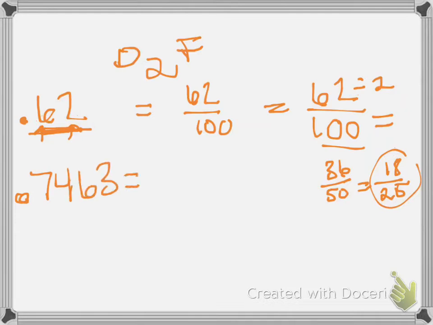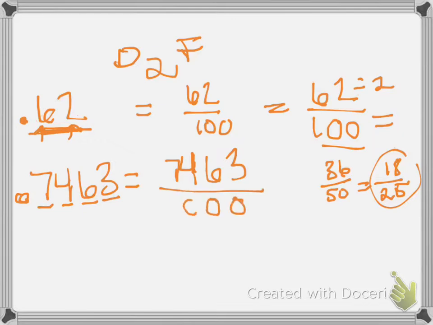My next one, 0.7463. Again, I know that 7463 goes at the top. Again, I can do place values, or I can just say there are 4 numbers, so I know I have to have 4 zeros. Or I can know that this is the tens, hundreds, thousands, 10,000s, and know that's the bottom. But I think it's just easier to count the numbers.